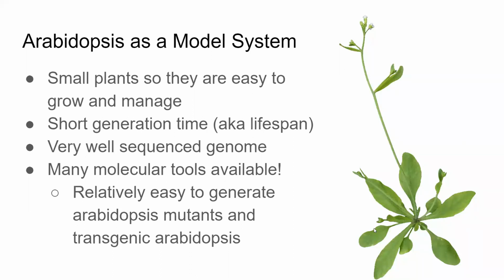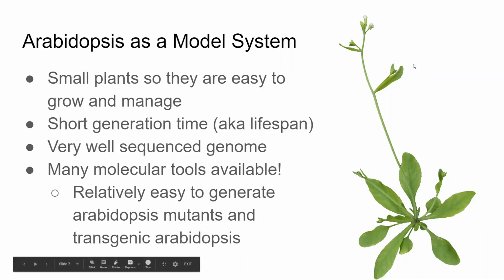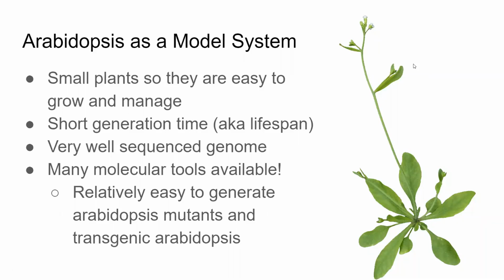I've been talking a lot about maize, but what we're actually going to be working with is this plant called Arabidopsis. That's because Arabidopsis is a really great model system. Unlike maize, they are very small plants, which makes them much easier to grow and maintain. They also have a short generation time. You can think of this as their lifespan, and that's useful because you're able to collect seeds more quickly, and you're able to study multiple generations of plants much more quickly.